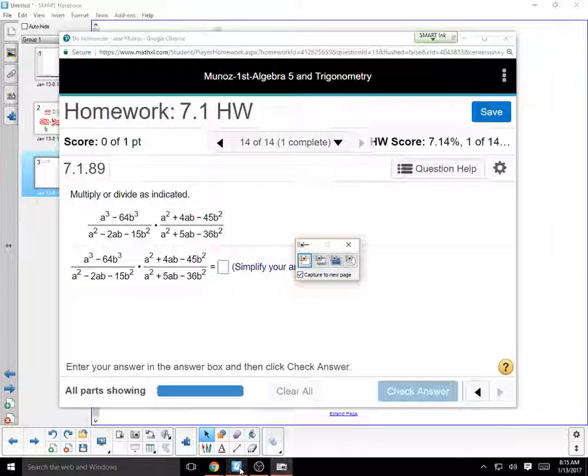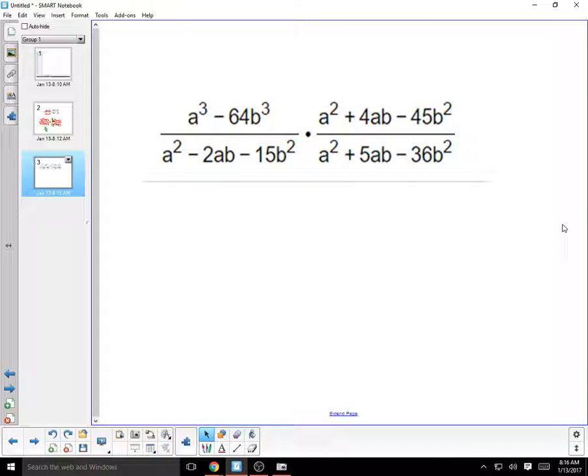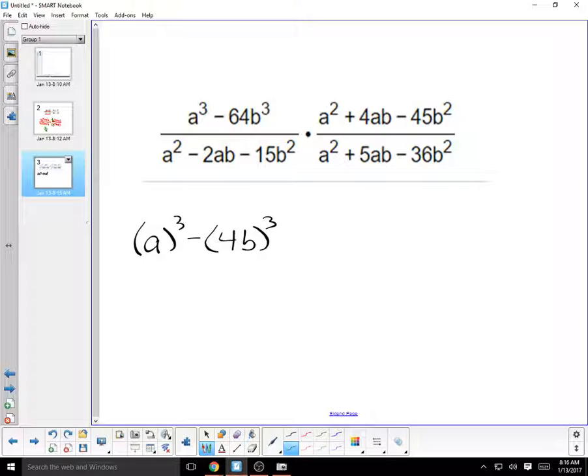This top part, is it a difference of cubes? Does the 64 have a cube root? It does? So here's how I would write the difference of cubes, and it would be a to the third minus, and what is the cube root of 64? 8? Yeah. 4. 8 seems kind of big. 4. So you write 4b, and that's cubed. So I'm rewriting it this way.